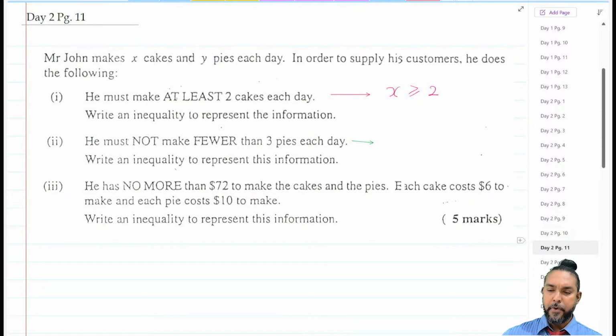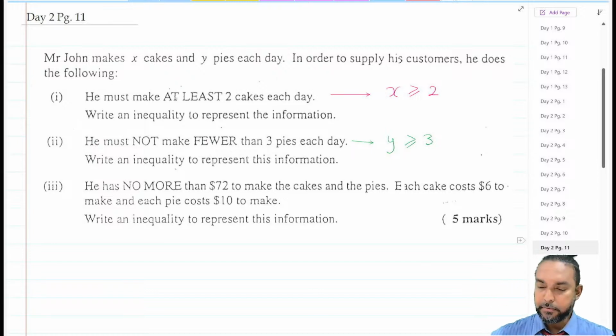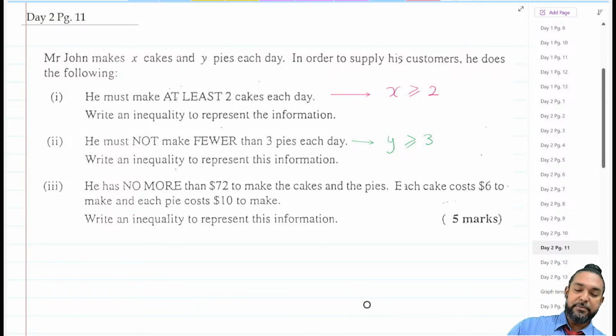Okay. Right, so pies is Y. So Y must be greater than or equal to 3. Okay, all right, so now comes the budget constraint, the expenditure statement. He has no more than $72 to make the cakes and pies. So all he has is $72. Can he spend more than that? No. So the expenditure must be less than or equal to $72.